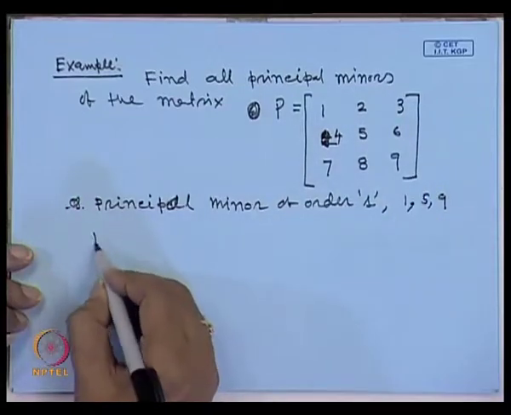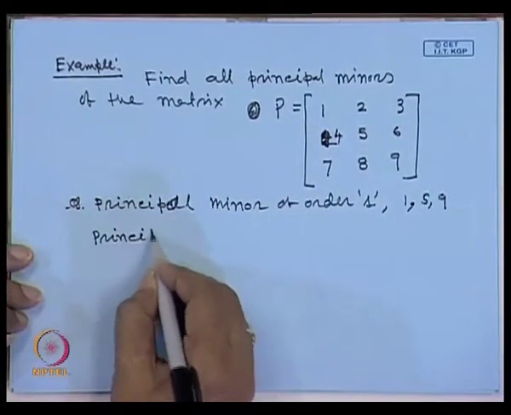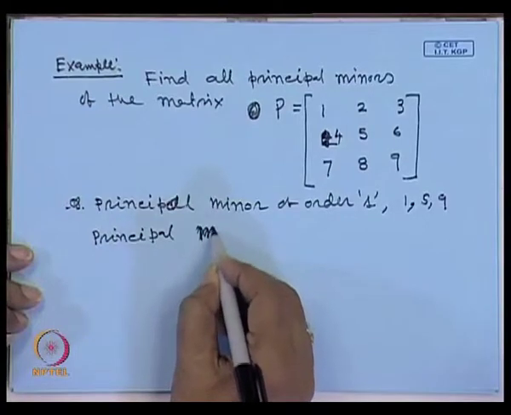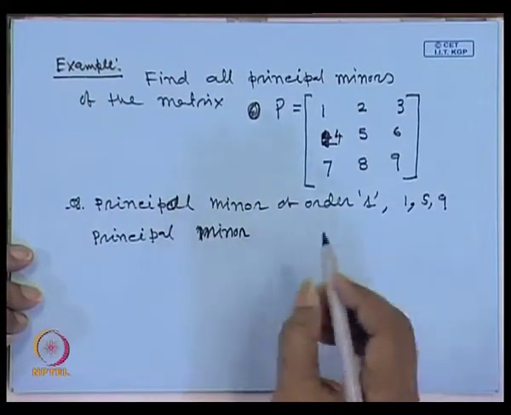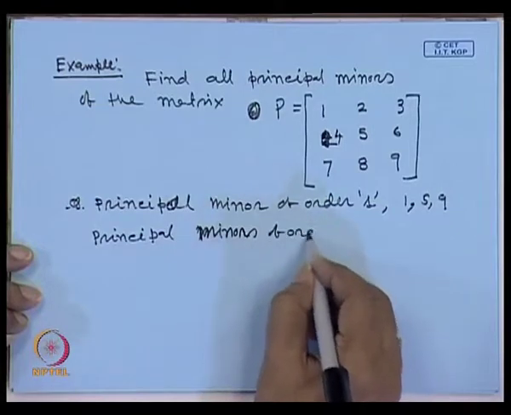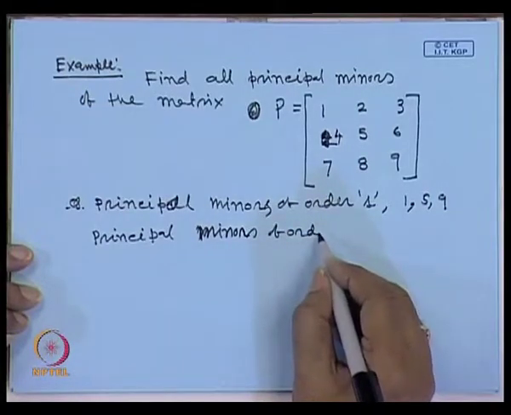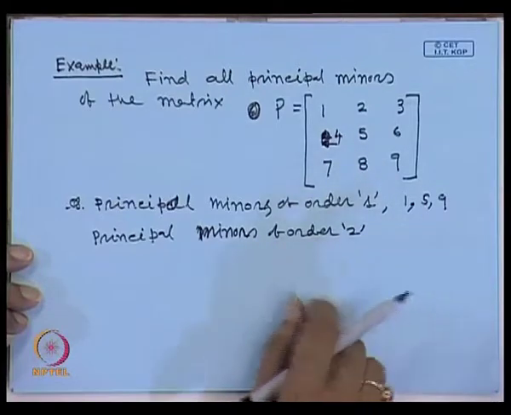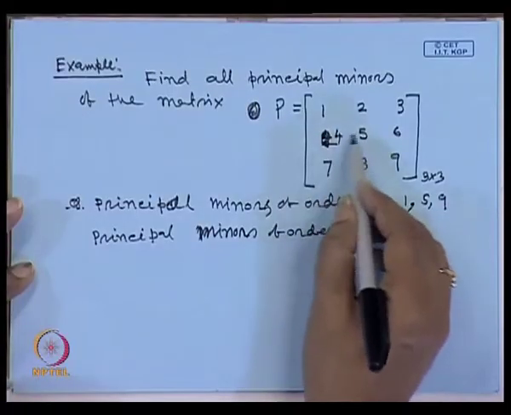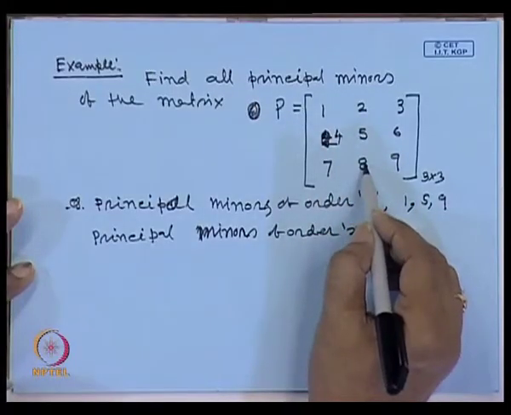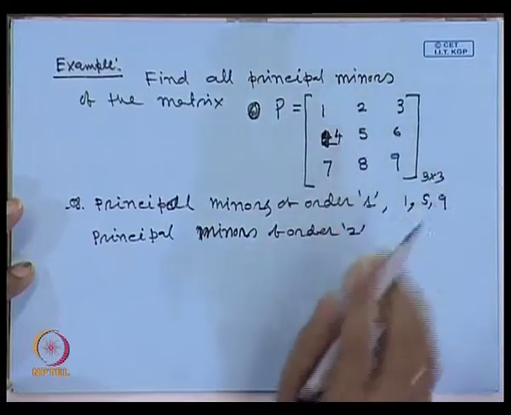Similarly, principal minors of order 2. You have to pick up a matrix of size 2 by 2 from the matrix whose size is 3 by 3. So, you have different combinations of 2 by 2. You see, this is 2 by 2 and this also 2 by 2, this 2 by 2 and this also 2 by 2.